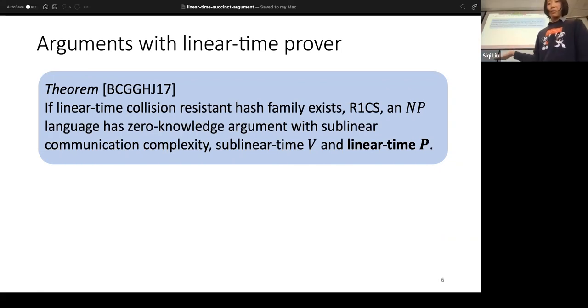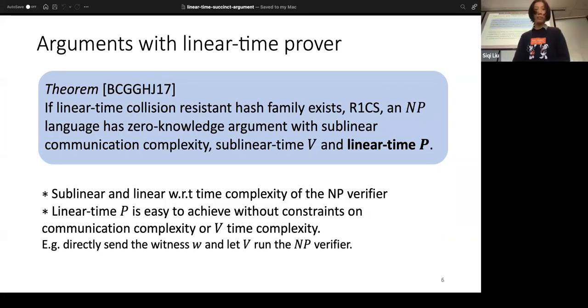Then there is an NP complete language, R1CS, which has a zero knowledge argument that has sublinear communication complexity, sublinear verifier time, and linear prover time. Let me make some comments here. All these sublinear or linear measures are with respect to the time complexity of the NP verifier, who would run this witness and the instance and check whether it is a valid statement and witness pair or not. So this is how the linear and the sublinear measure is defined.